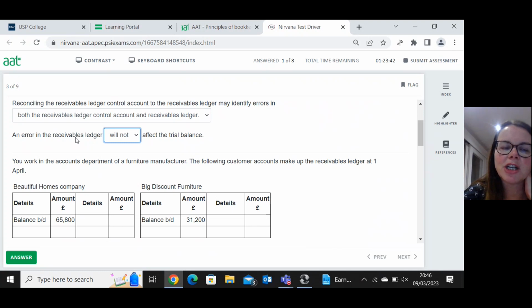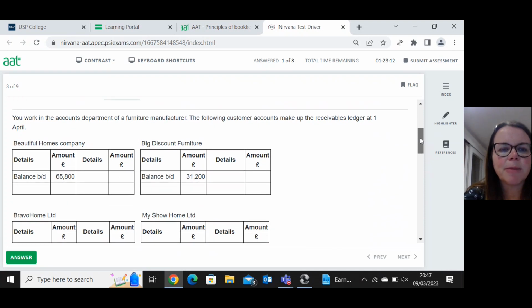The receivables ledger is what we call a subsidiary ledger that contains memorandum accounts, which means basically that it's extra information to tell us how much each individual customer owes. It's not part of the double entry, and therefore will not affect the trial balance, because the trial balance is extracted from all our ledger accounts in the general ledger, which do form part of the double entry.